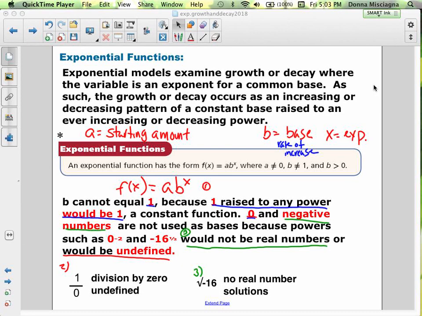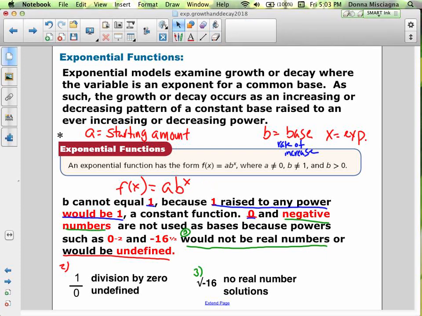And I'm going to have you fill in your notes. In your notes, the first thing it says is the base cannot be blank because blank. So fill in the base cannot be 1 because 1 raised to any power would be 1. That wouldn't be growth at all. That would be a constant function.